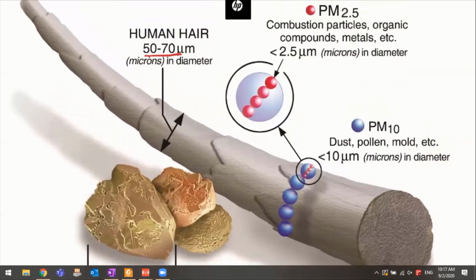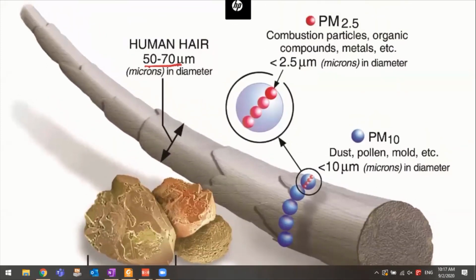So PM10 is around 1/5 of a human hair, which is further smaller. And PM 2.5 is further a quarter of the PM10 in terms of diameter. So you can see how small PM 2.5 is compared against the human hair. This is a very small scale.